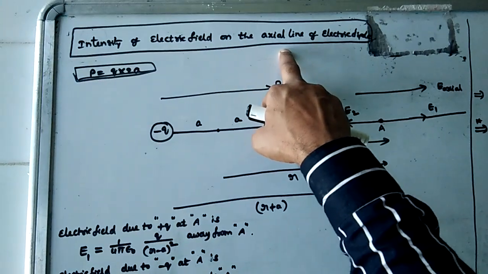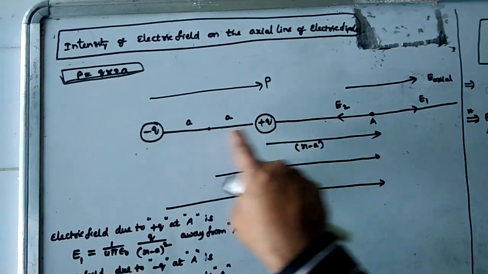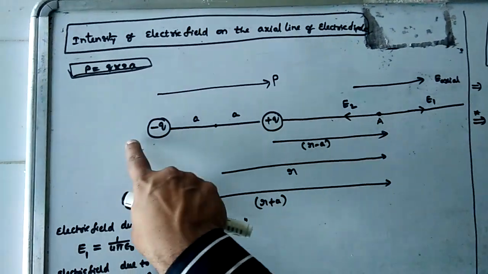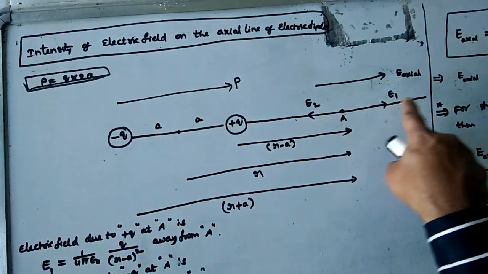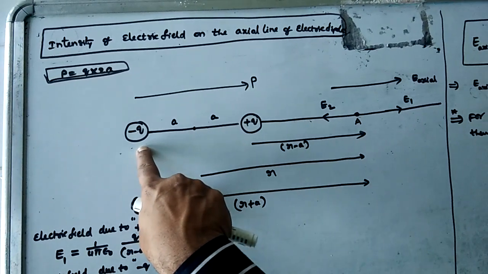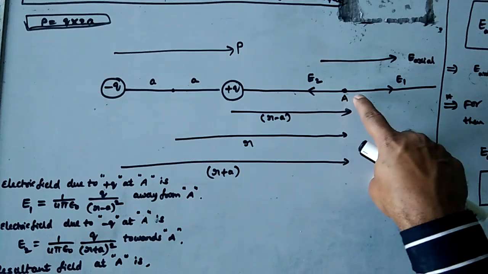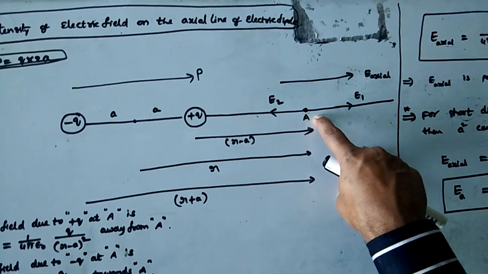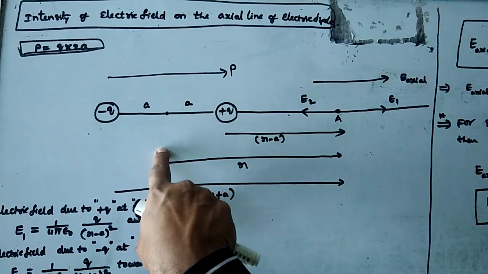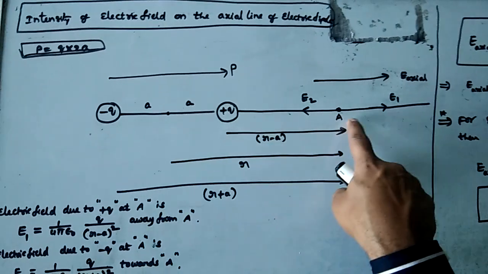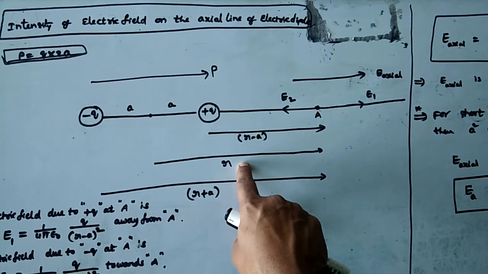What is meant by the axial line? It is the imaginary line passing through the two charges. If you imagine one horizontal line passing through the two charges, it is known as the axial line. Consider a point capital A on the axis which is at a distance r from the center of the dipole.